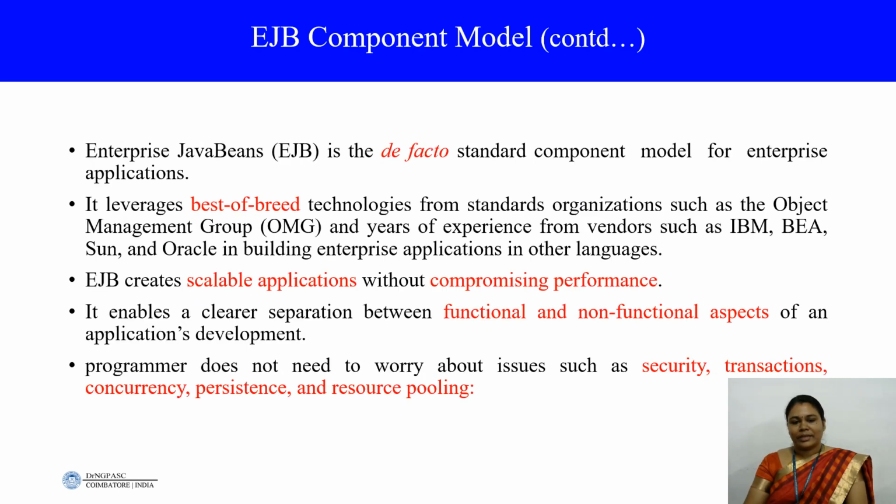Then Enterprise Java Bean satisfies the de facto standards and leverages best of breed technologies from standard organizations like OMG, Object Management Group, IBM, BEA, Sun, and Oracle, which creates scalable applications without compromising performance. It enables a clear separation between the functional and non-functional aspects of application development. Programmers need not worry about issues like security, transactions, concurrency, persistence, and resource pooling.